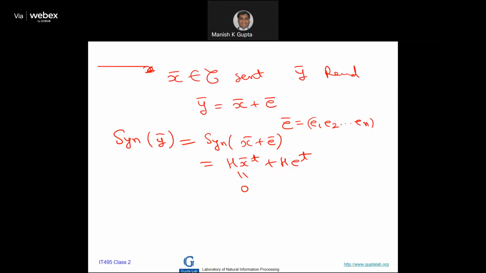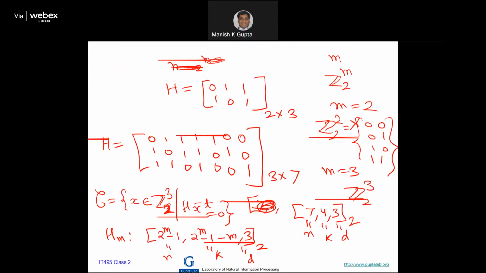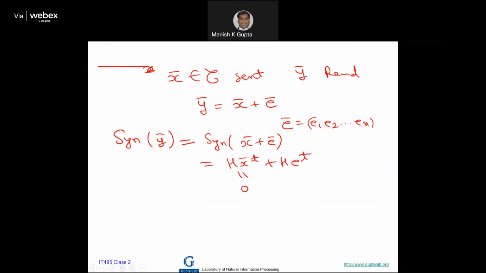Just now you saw, from here, if X belongs to C, then HX transpose is equal to 0, right? So this portion is 0. So that means this is nothing but HE transpose, right?